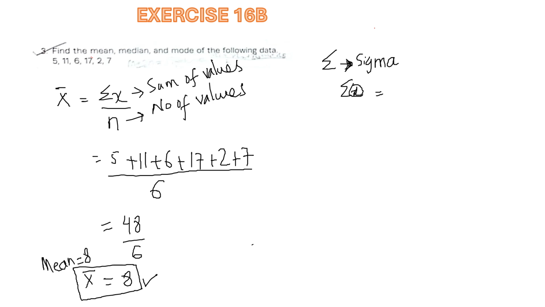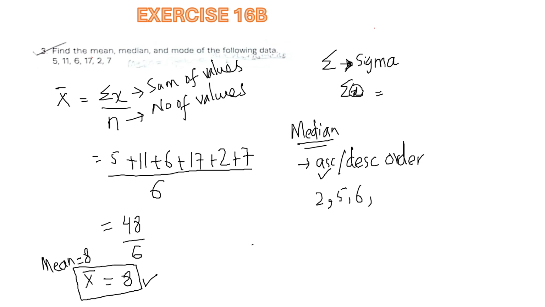Now coming to median. For median we have to do some effort, and that effort is basically to arrange the data. Now to arrange the data, ascending or descending, it's up to you. I am arranging it in ascending order. First will be 2, then 5, then 6, then 7, then 11, and then 17. Now let's see which values lie in the middle.